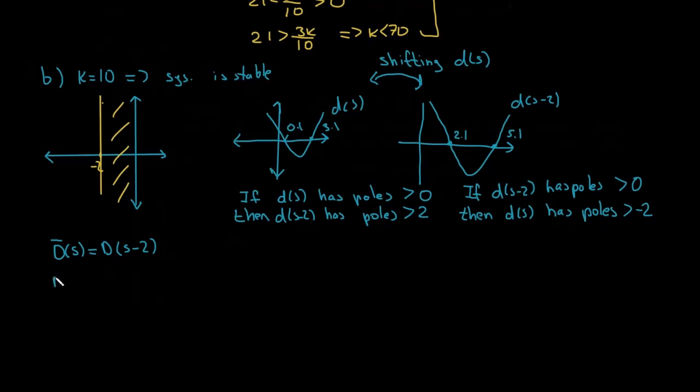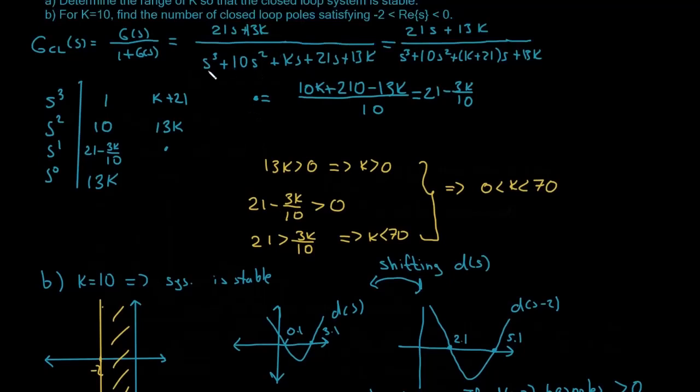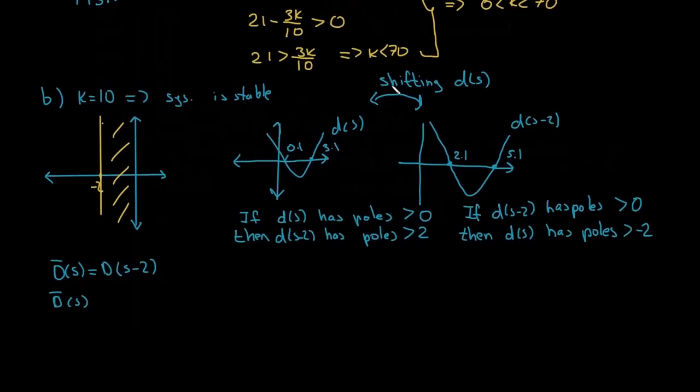So let me try to write down d bar of s. I need to go back and write down, this was d of s, right? s cubed plus 10s squared plus k plus 21s plus 13k. And instead of s, I need to write s minus 2. So I will do it over here.